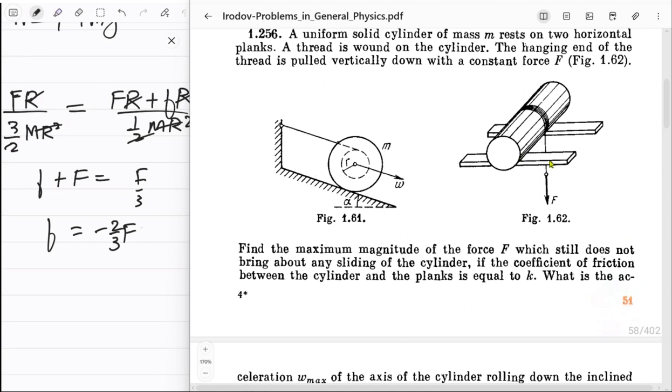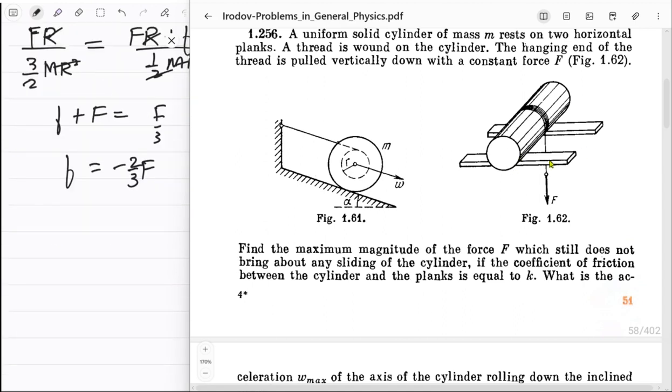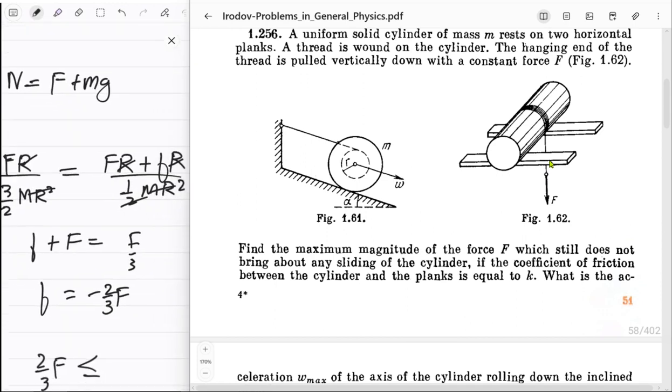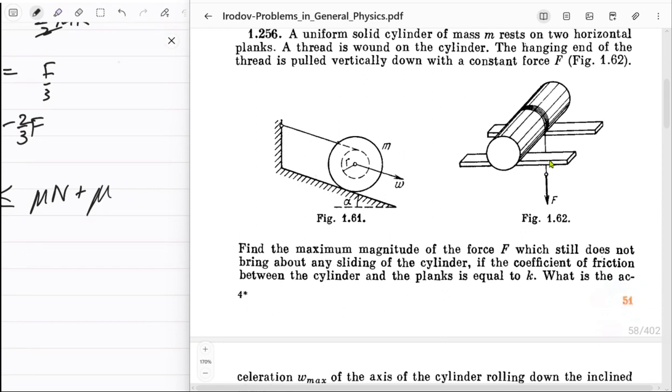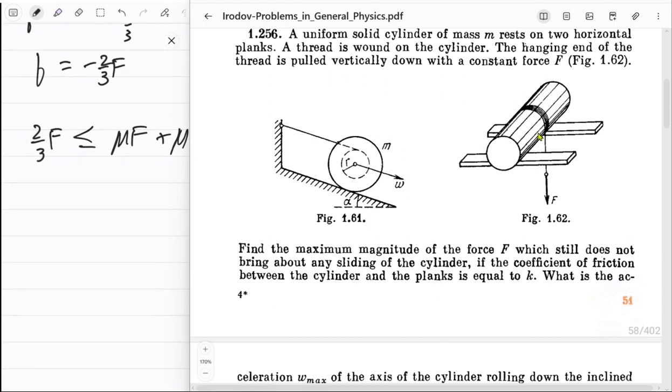That makes sense? And so 2/3 F is less than or equal to the normal force times the coefficient, so mu N, sorry, mu F plus mu mg, right? Exactly. That does it. There is some acceleration along this, but we don't care about that, do we? No, we don't.